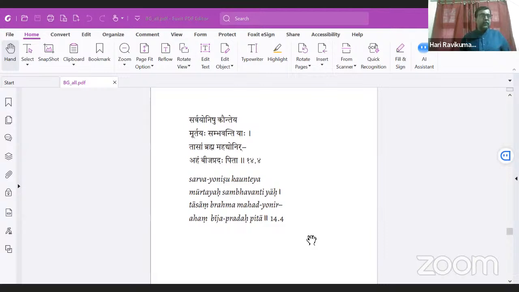Kaunteya, son of Kunti, sarva yonishu, in all the wombs, yaah murtayah sambhavanti. So whatever manifest or concrete material things come, murtayah means something which is manifest, sambhavanti, that are born, tasam yonih mahad brahma. The mahad brahma, primordial nature, is their womb. Aham bija pradah pita. So I am the seed-giving father. The father gives the seed, or the semen.